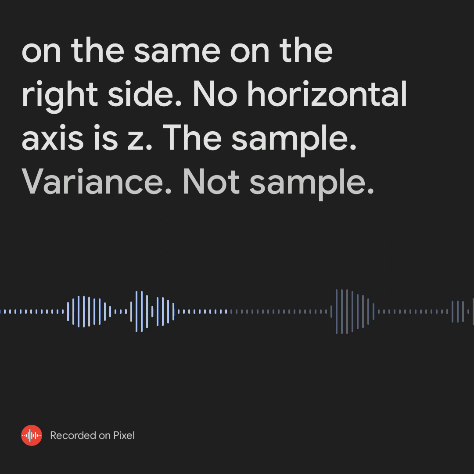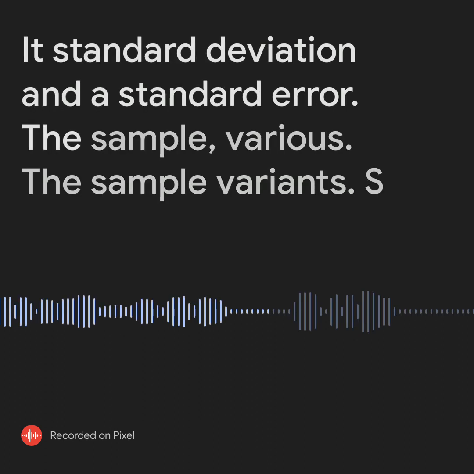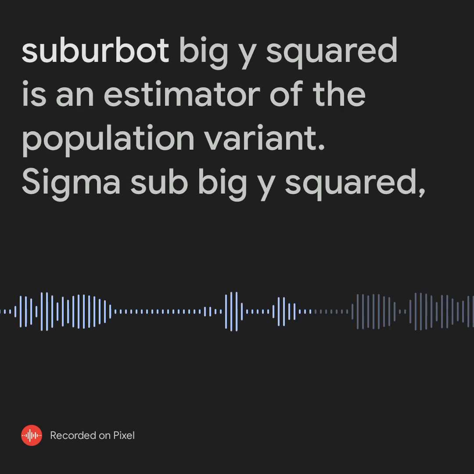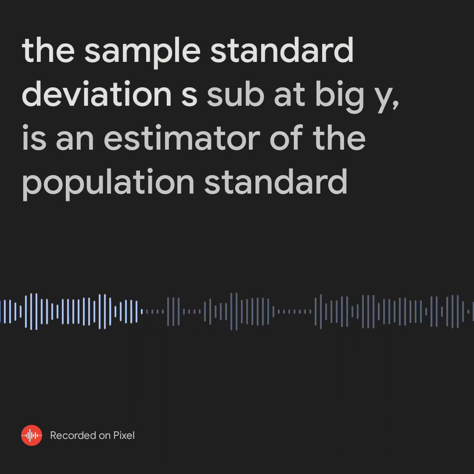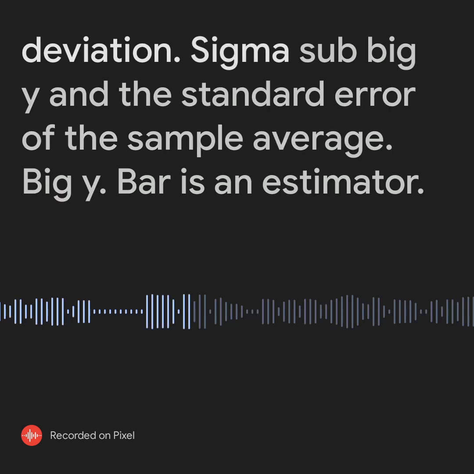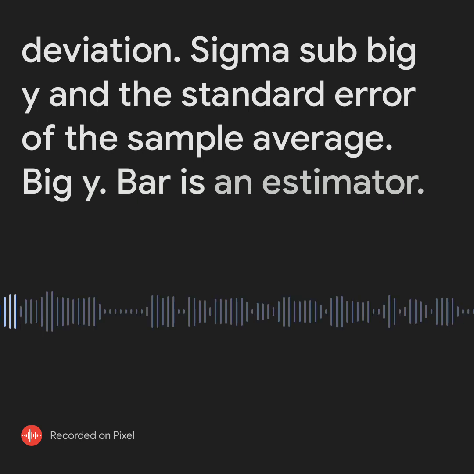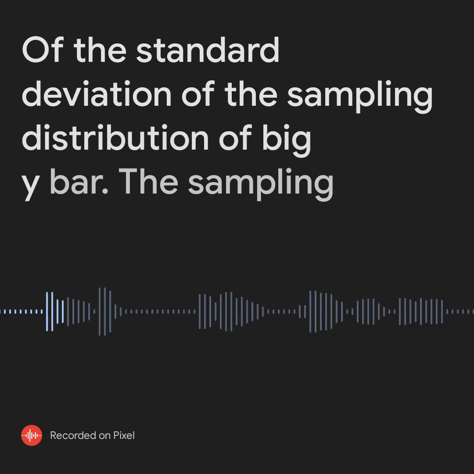The sample variance, sample standard deviation, and the standard error. The sample variance, S_Y², is an estimator of the population variance, σ_Y². The sample standard deviation, S_Y, is an estimator of the population standard deviation, σ_Y, and the standard error of the sample average, Ȳ, is an estimator of the standard deviation of the sampling distribution of Ȳ.